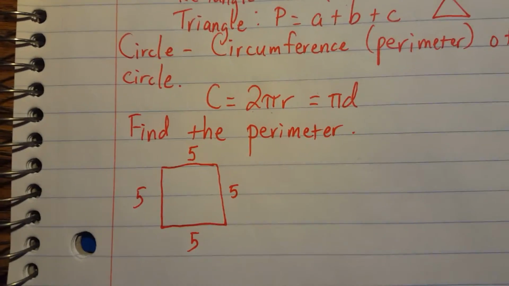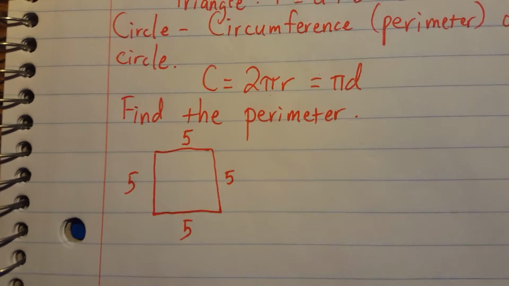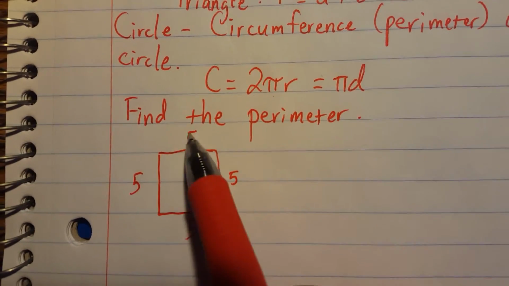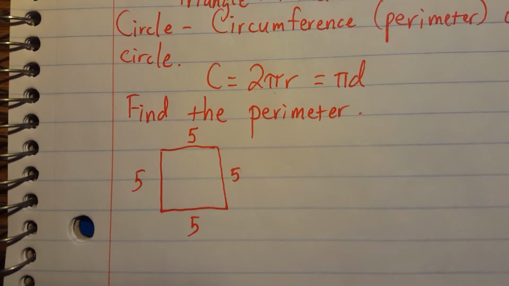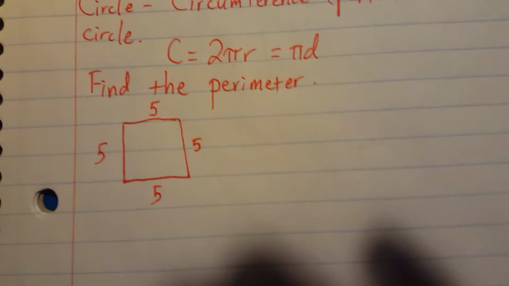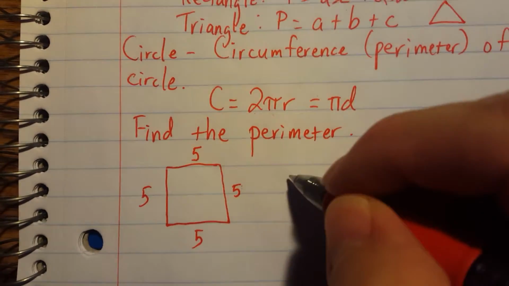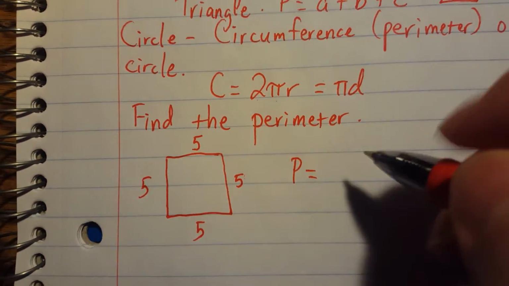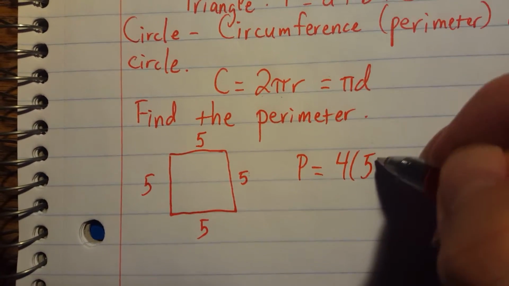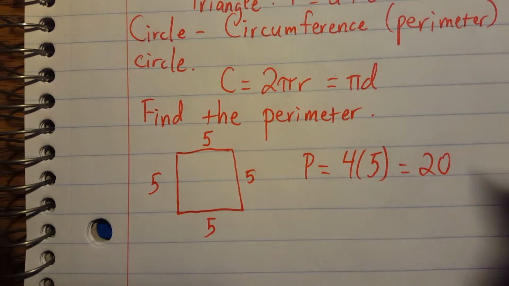Just by looking, I know by definition that a square has all equal sides. So seeing that these are all 5 means that this is a square, even if I draw it badly, it doesn't matter. So my perimeter of this square is just going to be 4 times 5, which is 20.